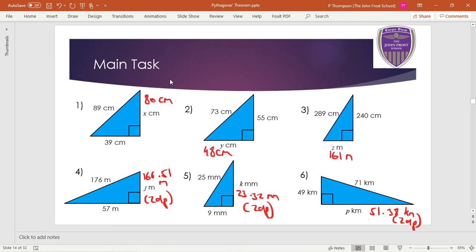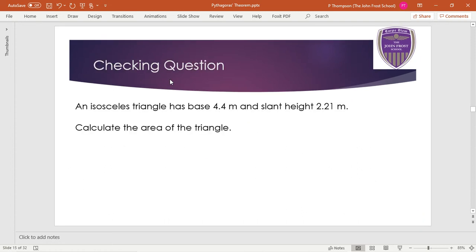Okay, so here's the answers for the main task. Make sure you mark them by pausing the video, and then let's get on to the checking question.